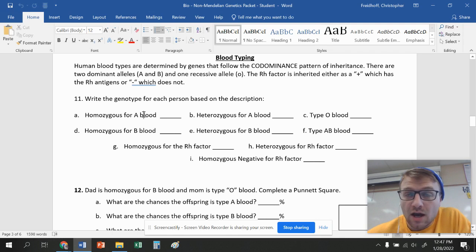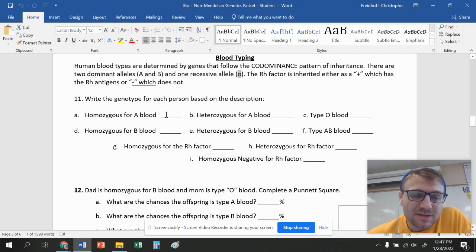Remember that A and B are both dominant to O, and A and B are equally codominant to each other. So it asks you to put the genotypes for the blood types here. I typically allow students to use the A's and the O's here, so A, B, and O, but I try to say, make sure you put the capitals for A, capitals for B, and lowercase for O.